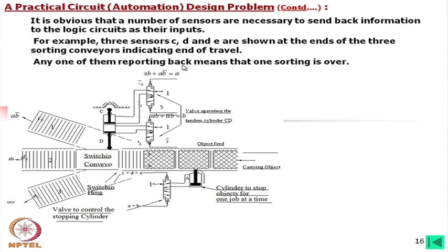Any one of them reporting back means that one sorting is over. That means once this has passed, another sort is over. So immediately this will go to the other conveyor. Say for example, two consecutive items have the same identity. That identity is A B bar, and this is perhaps A bar B. It is not coming, so we have to check it.